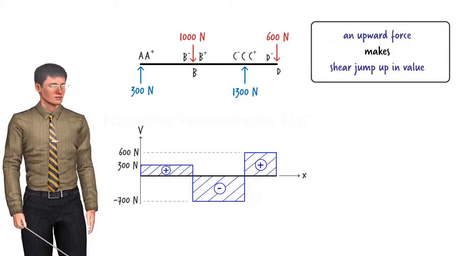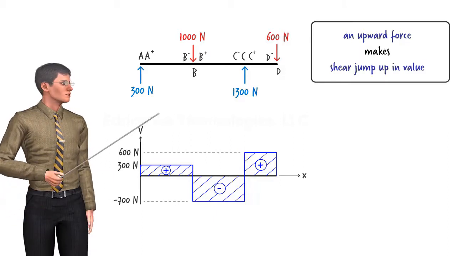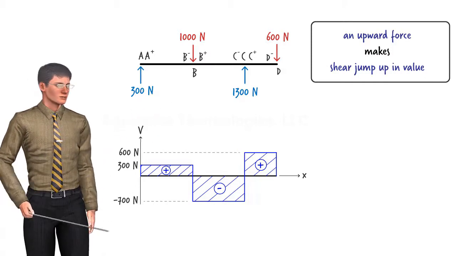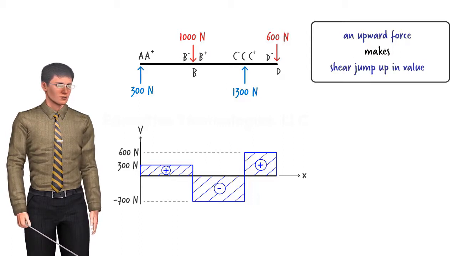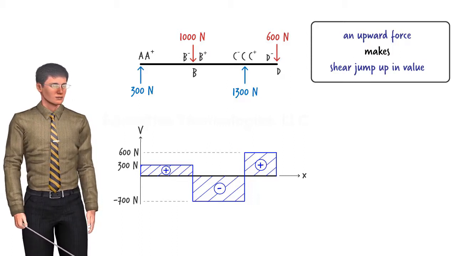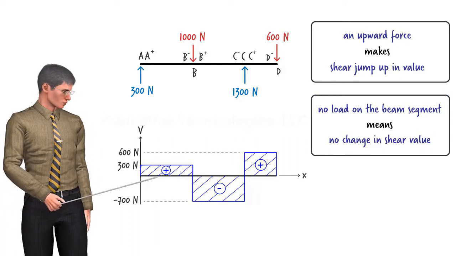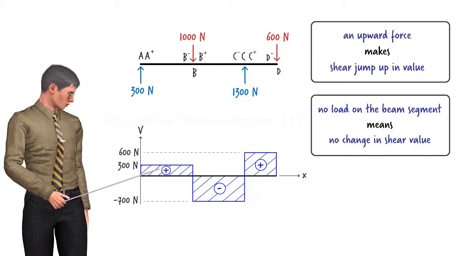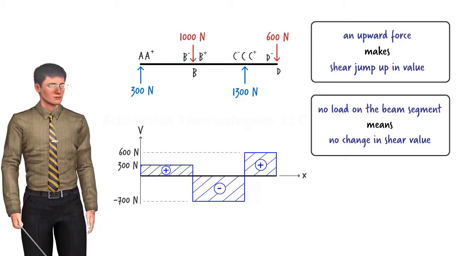The amount of increase is equal to the magnitude of the upward force. The left beam segment is not subjected to any loads within it. That is, there is no load on the beam from point A+ to point B-. Therefore, no change in shear takes place. As you can see, shear in this segment of the beam has remained unchanged. The value of shear from A+ all the way to B- remains 300 newtons.